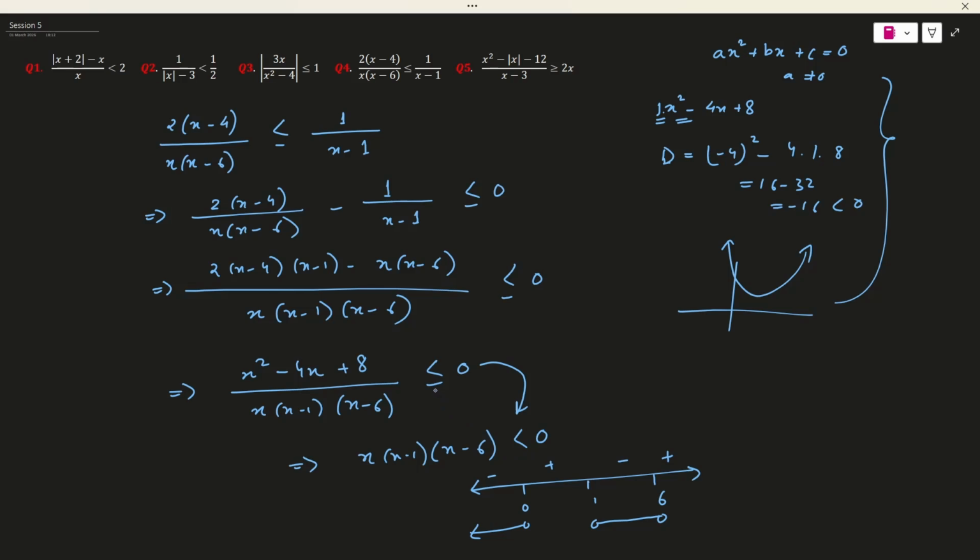If you observe carefully, initially there was an equal sign. Now I have removed the equal sign. Why? Denominator can never be 0, and this expression numerator is also never 0. That means this entire inequality can never be equal to 0. So your final answer will be x belongs to minus infinity to 0, open bracket both sides, union 1 to 6, open bracket both sides.